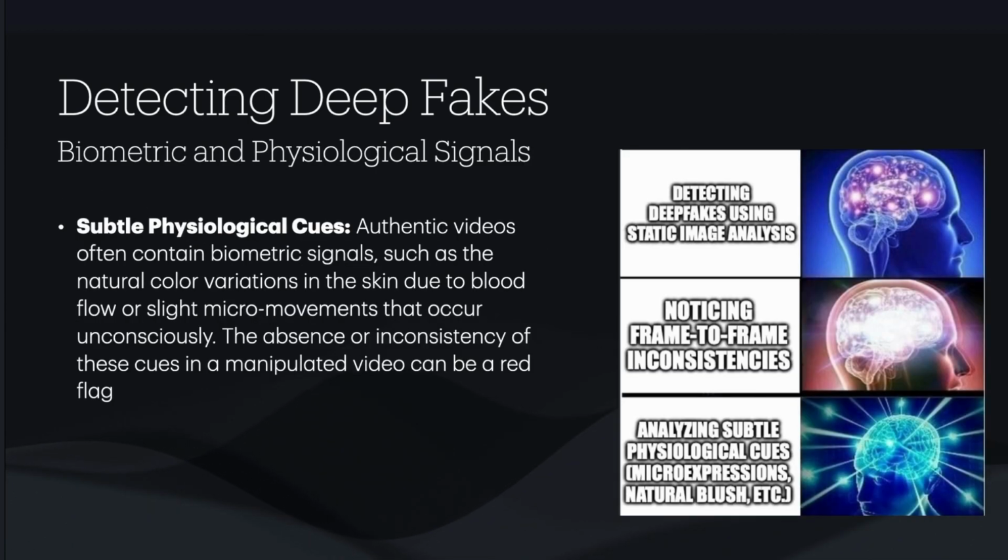Other ways of detecting deepfakes are through biometric and physiological signals, such as the variation in skin color due to blood flow, or even slight micro movements. One of the other things for biometrics that could be used is the color of the iris, which can be used to detect deepfakes as well.